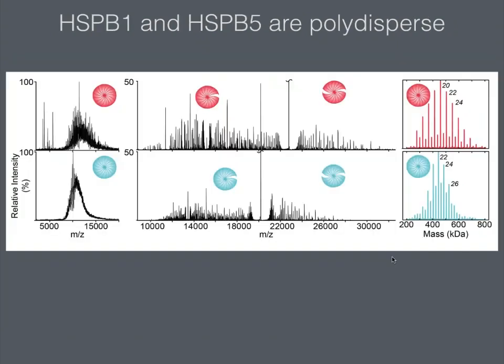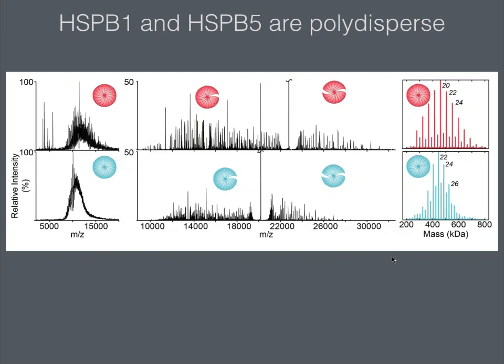So the example I'm going to give you is 2 small heat shock proteins from humans, HSP-B1 and B5. They're probably the 2 most well-known human small heat shock proteins, and they're found together in a range of tissues, but probably most importantly in muscle tissue.